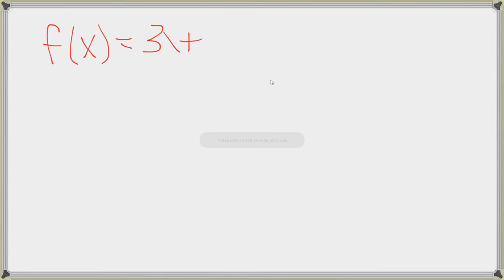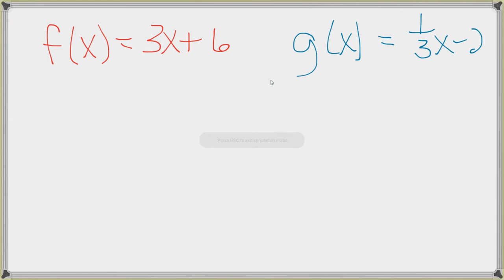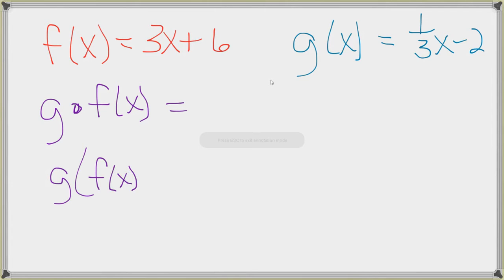Okay, let's keep going. What if we have f of x equals 3x plus 6, g of x equals 1/3 x minus 2? Okay, now we want to know, are these two functions inverses? So we need g of f of x, and f of g of x. This is the same problem we had, isn't it? We did f of g of x already. Now we're doing g of f of x.